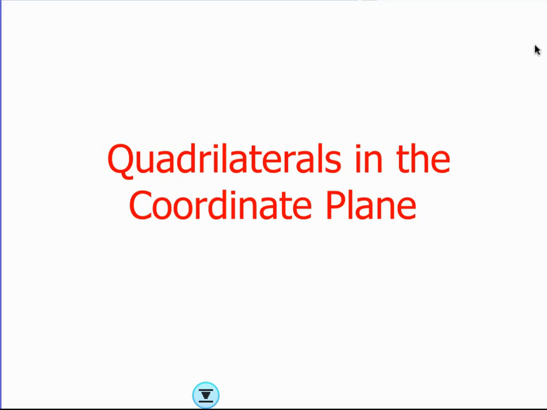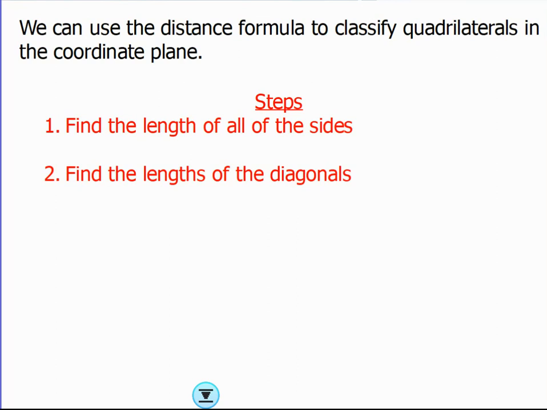This video is going to be about quadrilaterals in the coordinate plane. We can use the distance formula to classify quadrilaterals in the coordinate plane. The steps for doing this are all about using the distance formula to find the lengths of the sides and the lengths of the diagonals. Step 1 is to find the lengths of all the sides, and step 2 is to find the lengths of all the diagonals.